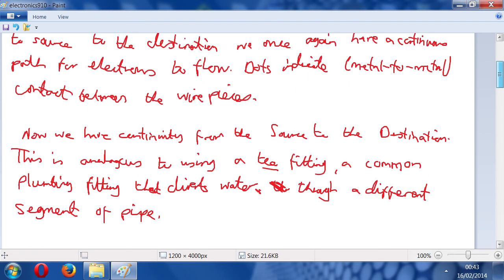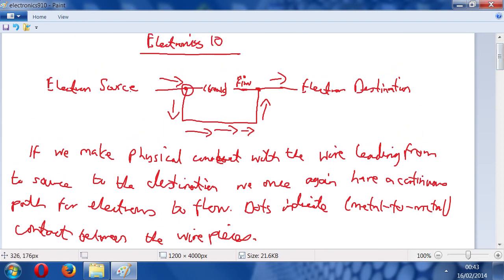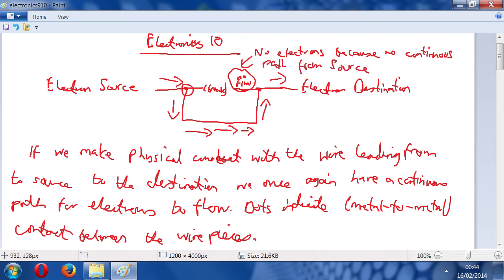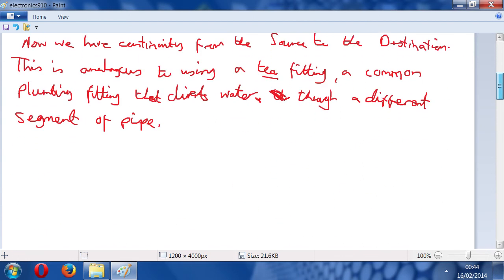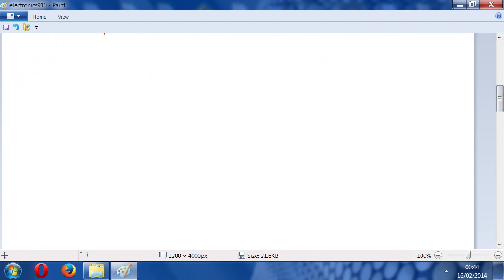Okay. So I will actually go back up, now I think about it, because I wanted to put this area with no flow. So this has got no electrons, because there's no continuous path from source to destination. Okay. What else can we say?